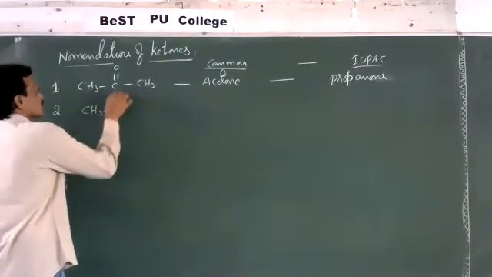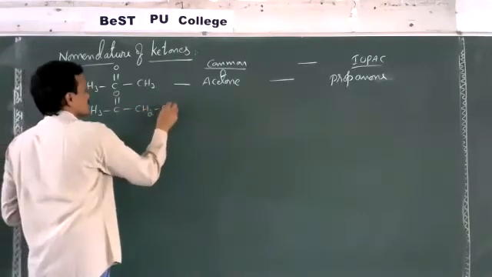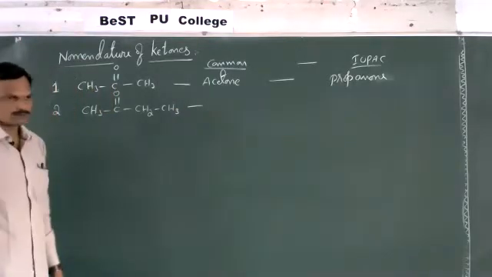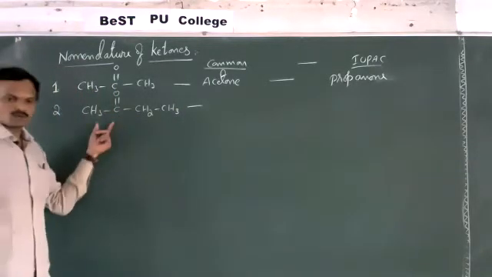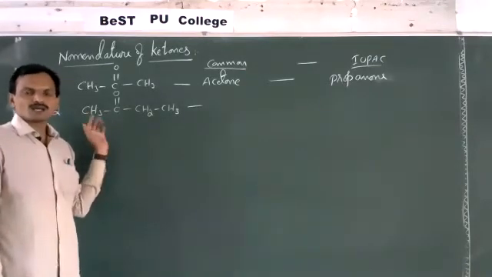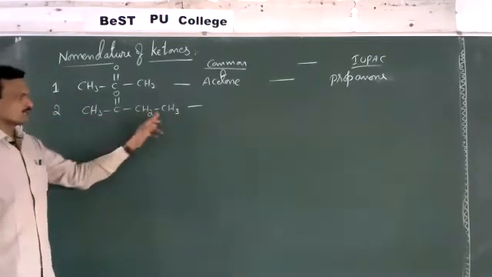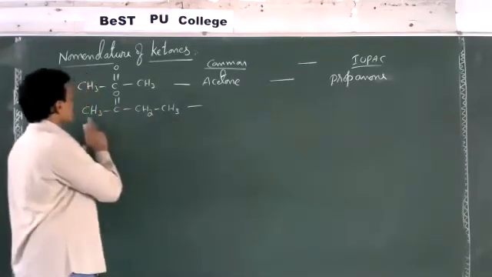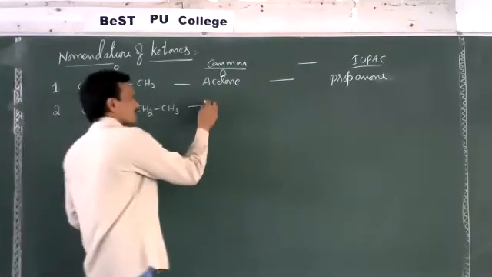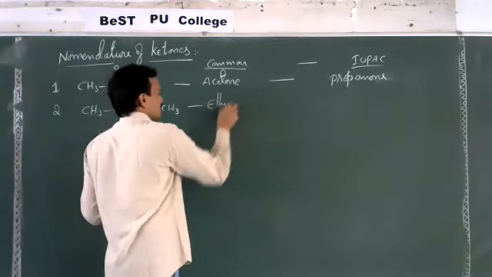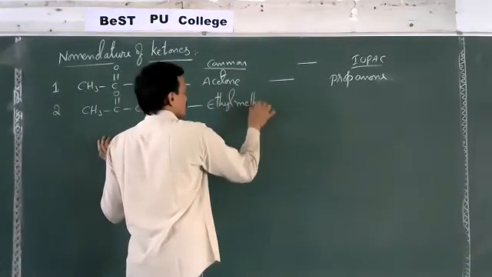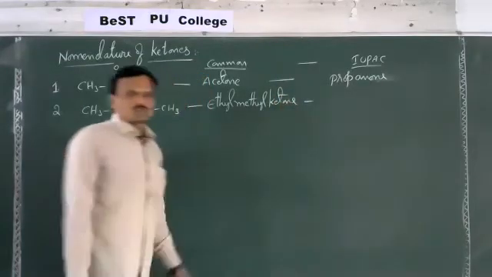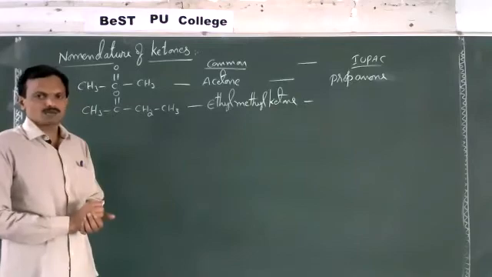Now, take another example. CH3COCH2CH3. So this is another compound. Here two different alkyl groups are present. When two different alkyl groups are present, we represent the names of these alkyl groups in alphabetical order. So this is ethyl and this is methyl. So we will represent the name as ethyl methyl ketone. So ethyl methyl ketone is the common name.